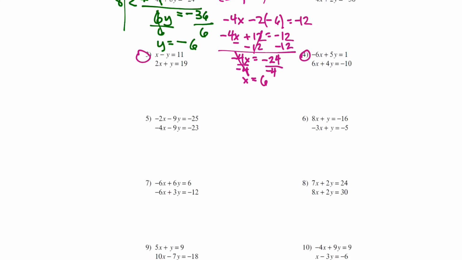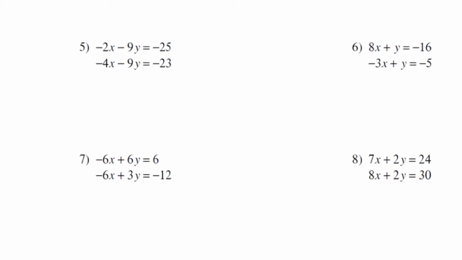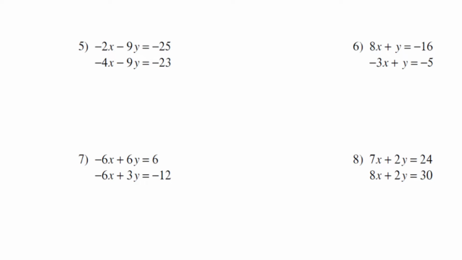If we look at number 5, though, 5 is different, okay? So 5, we see that we have a -2x and a -4x. So the coefficients are not the same value, and we have same signs there. However, for our y's, we have a -9 in front of both of those. So y will be most easily eliminated. However, they have the same sign. And so if we were to do -9y and -9y, we would get -18y. We want to get 0. We want to cancel those out.